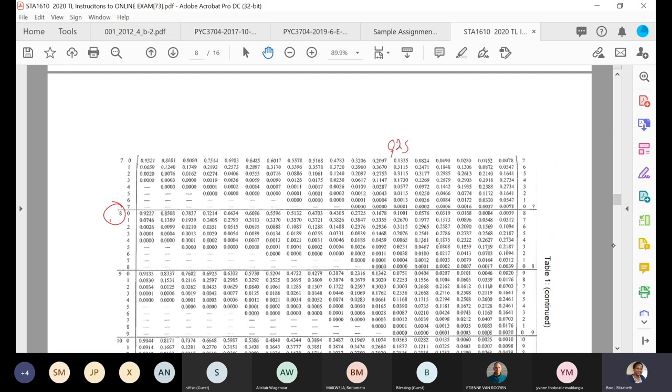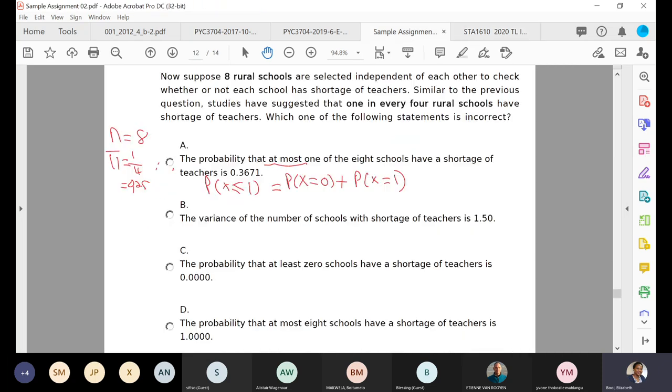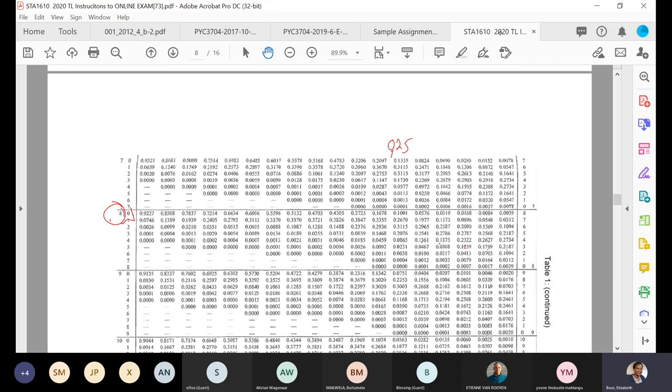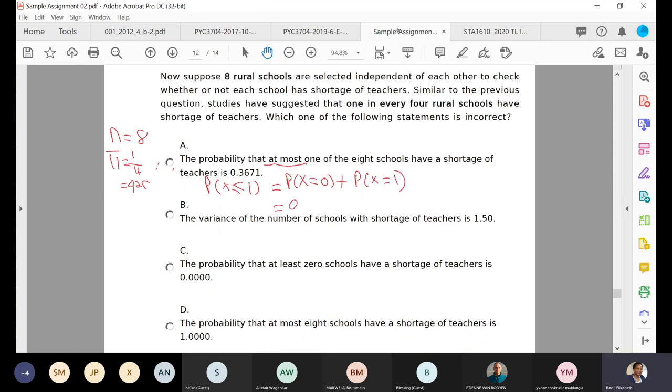1, 2, 3, 4, 5, 6. 0.25. Let me just highlight that. So we said we're looking for x of 0 and 1. So we just need to go to 0 and 1. So that will be the two values there, which is 0.1001 and 0.2670. 0.1001 plus 0.2670. What is the answer? 0.3671, which is correct.